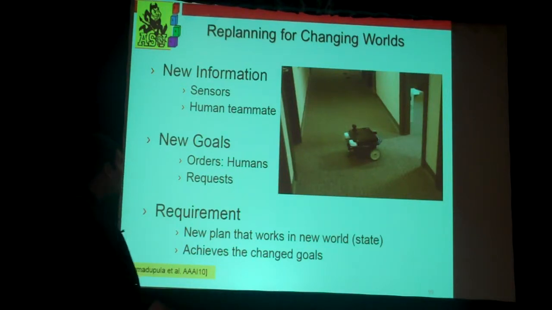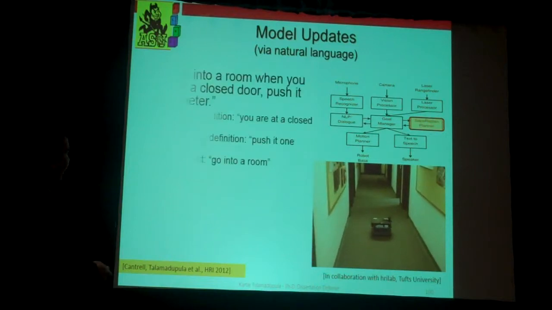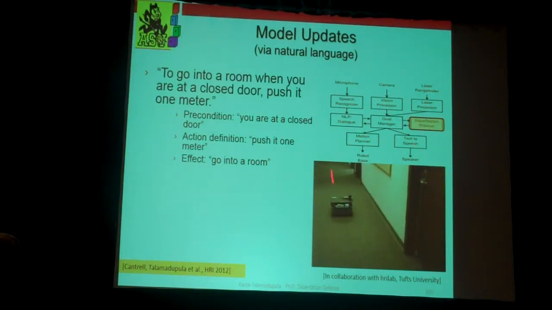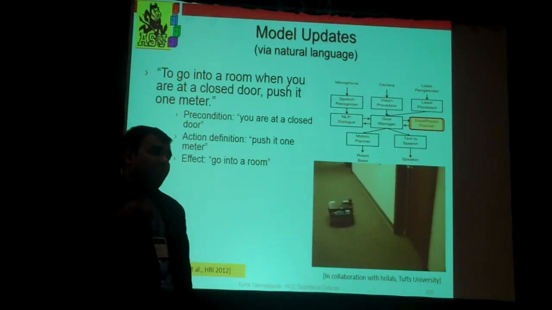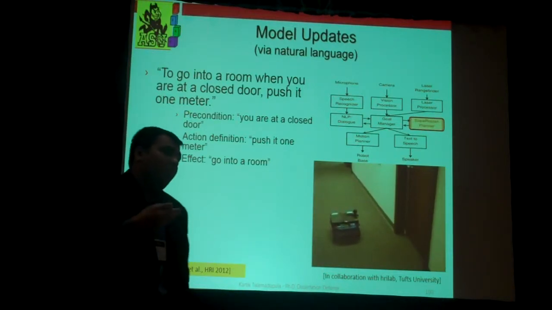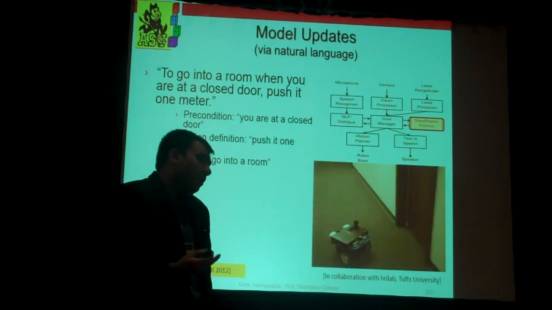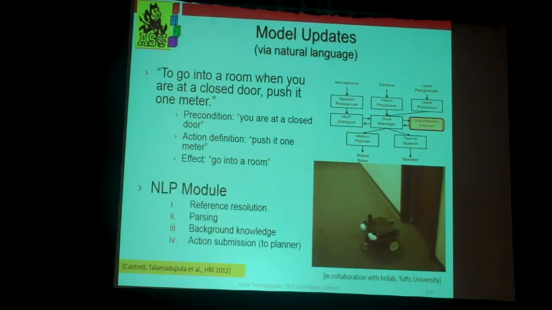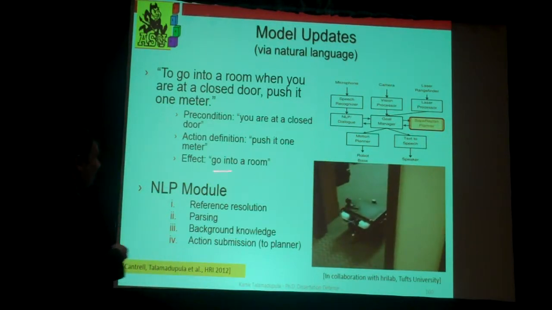The third thing that we looked at was this idea of model updates. You are at a closed door. Push it 1 meter. So the utterance over there was basically this. The commander basically said to go into a room when you're at a closed door, push it 1 meter. Okay? So from this, the planner is basically supposed to extract a new action for itself. And this touches on something that Rao was talking about, where, just before this section, he was talking about dynamics incompleteness, right? So domain dynamics. When your domain dynamics are incomplete, can you actually get information on completing that? Okay? So in this case, for example, the precondition would be you're at a closed door. The definition of the action is you push it 1 meter, and the effect is that you're in the room eventually. Okay, once you perform that push action.